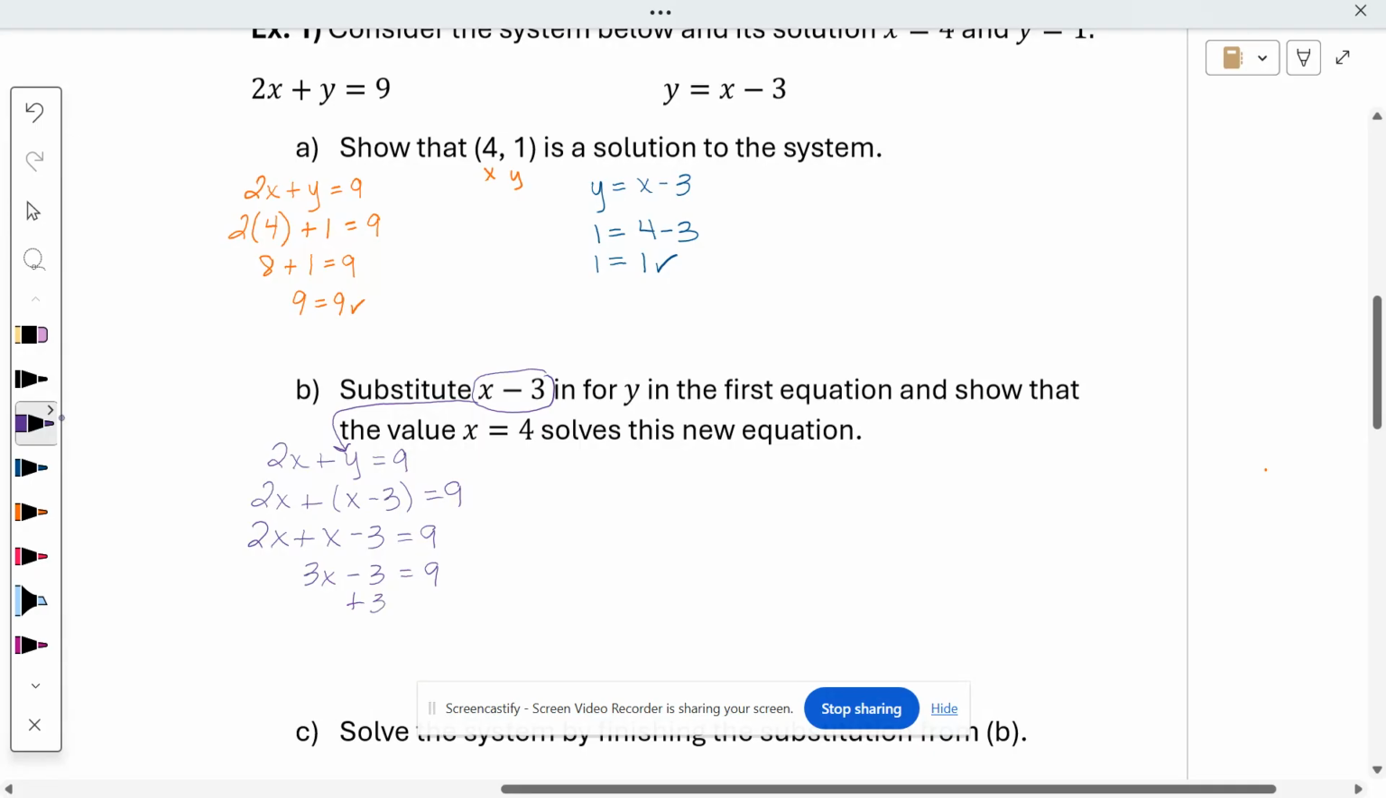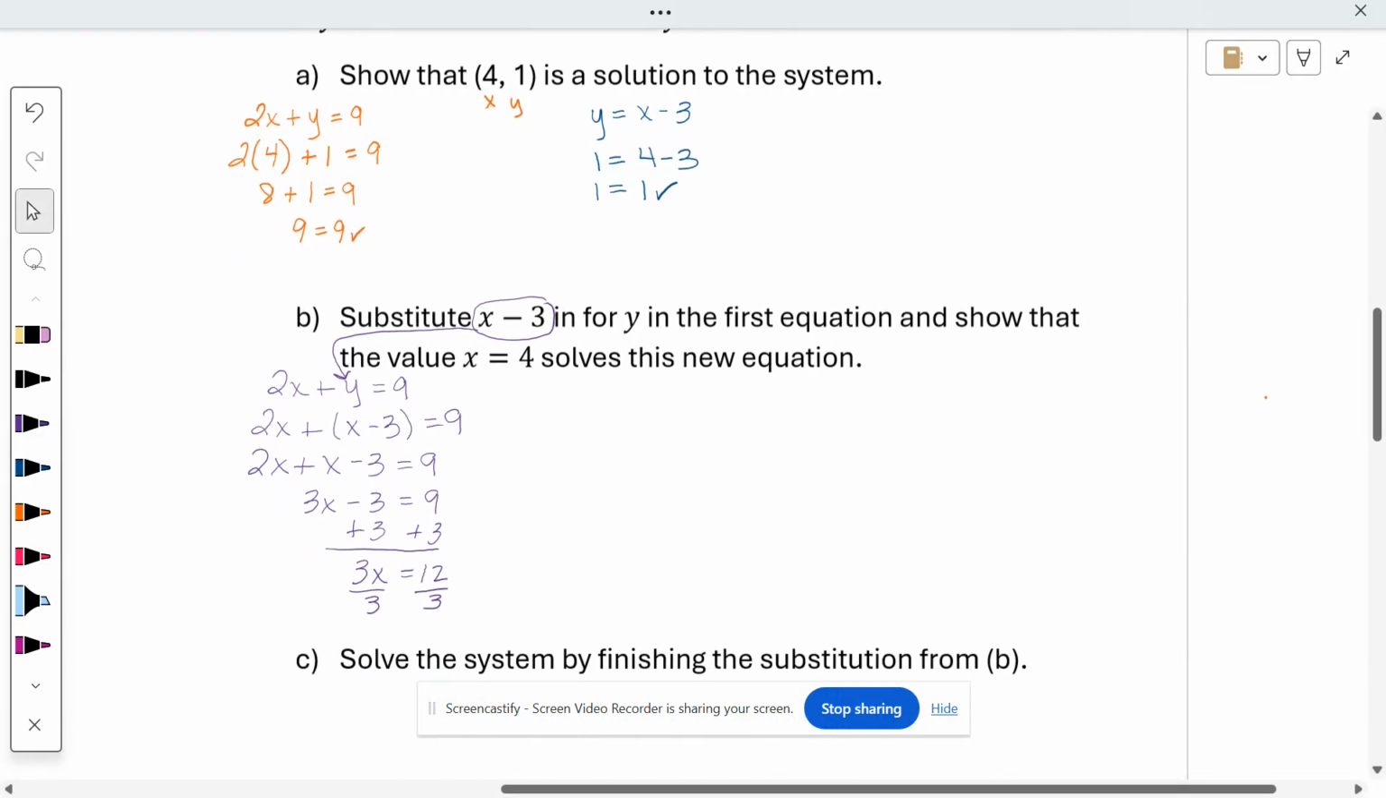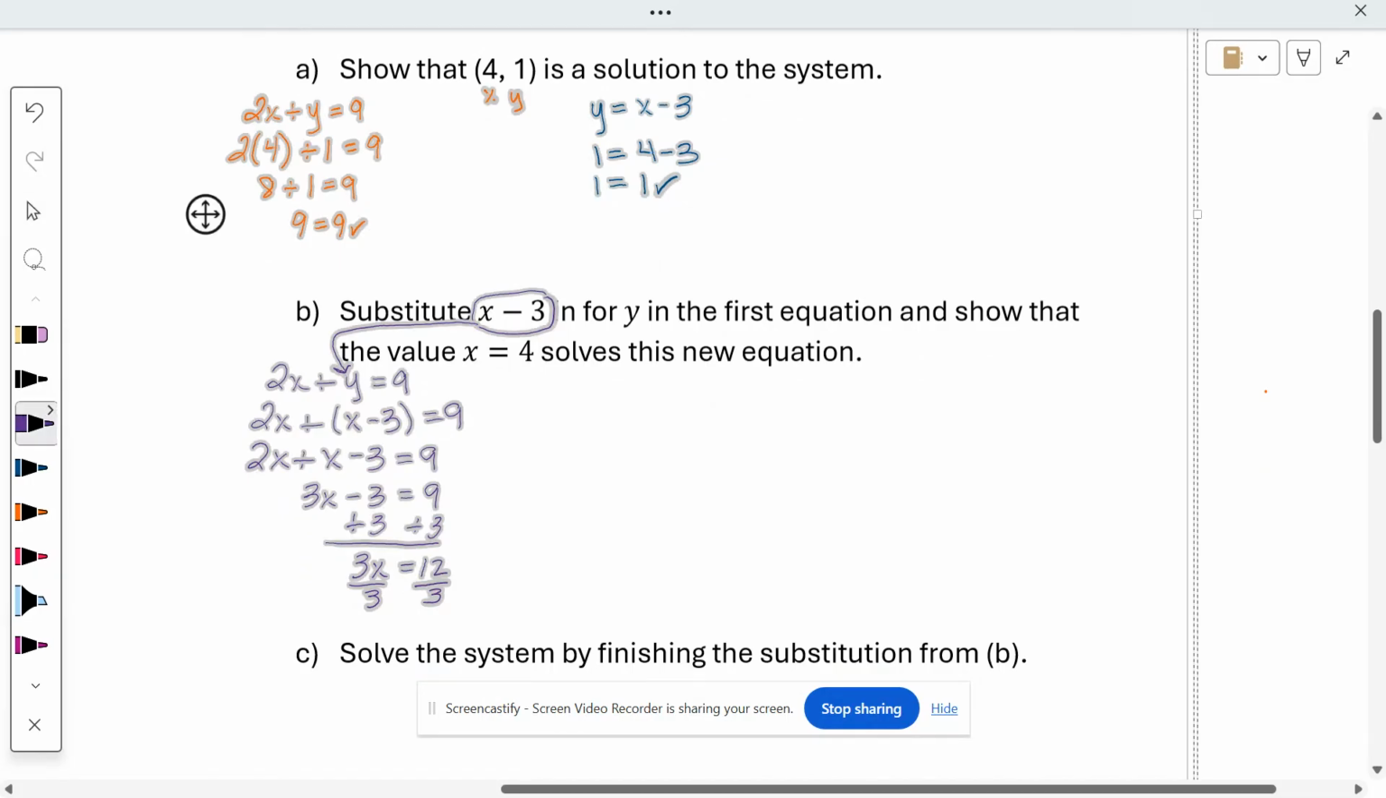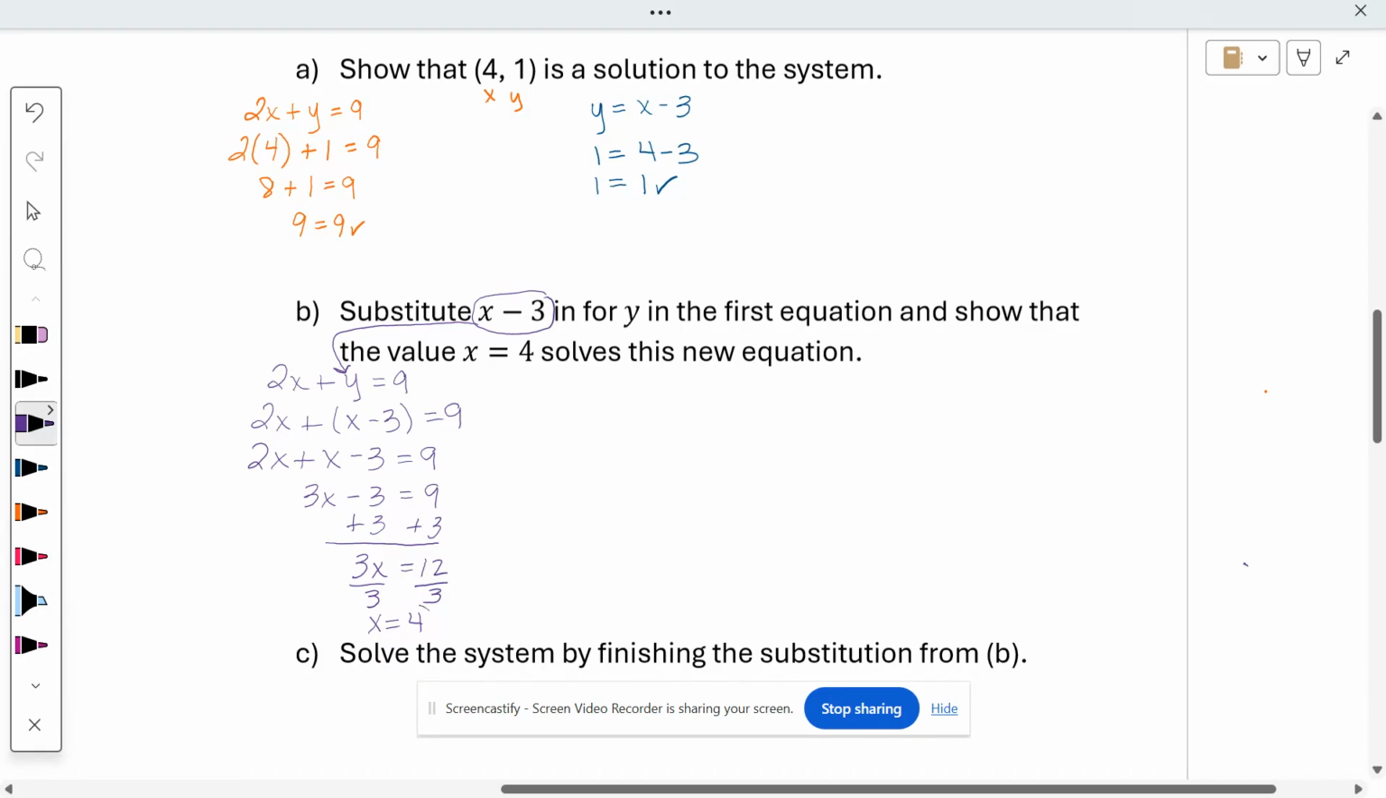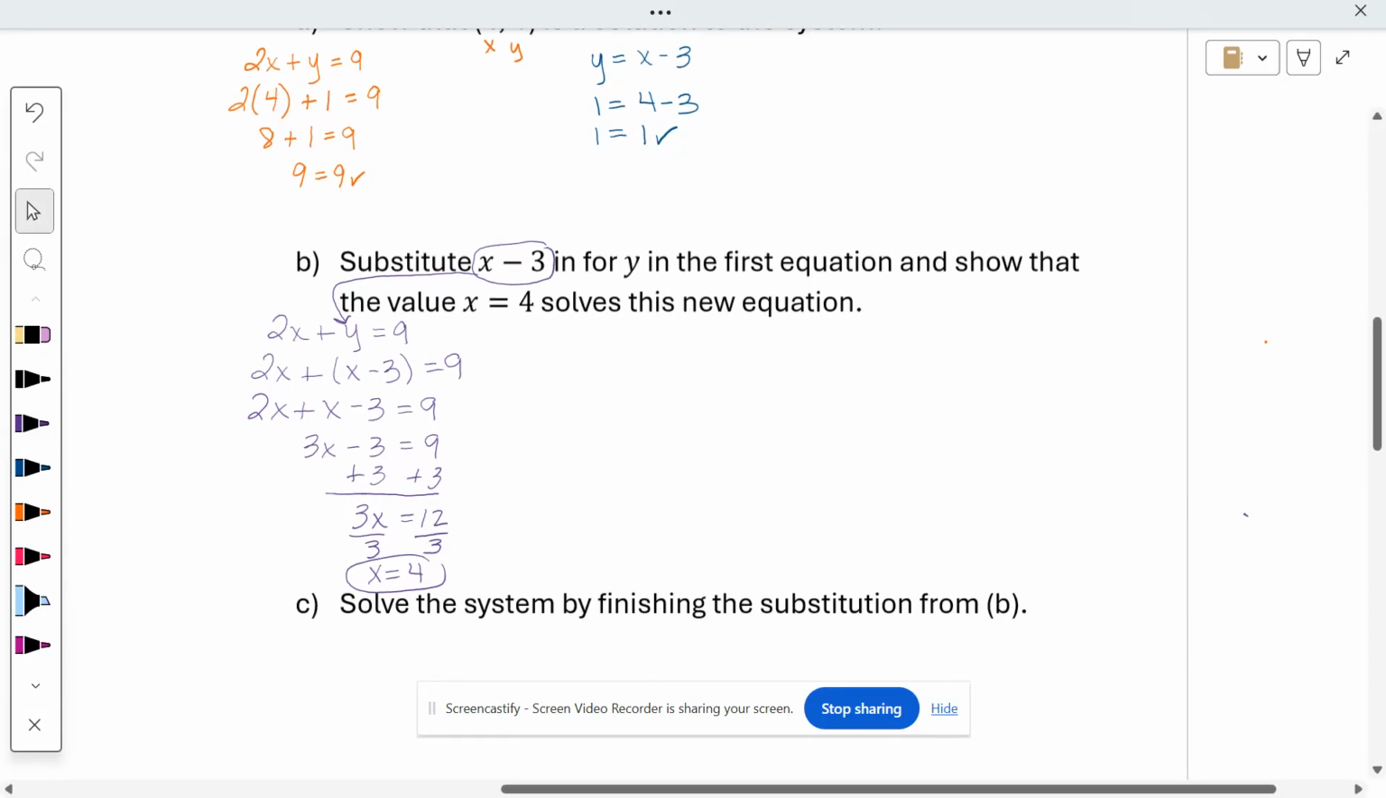Add 3 to both sides. 3x equals 12. Divide both sides by 3. And I find out that x equals 4, which is exactly what we were supposed to get, right? When you solve it, you should show that the value of x equals 4, and we just did that.